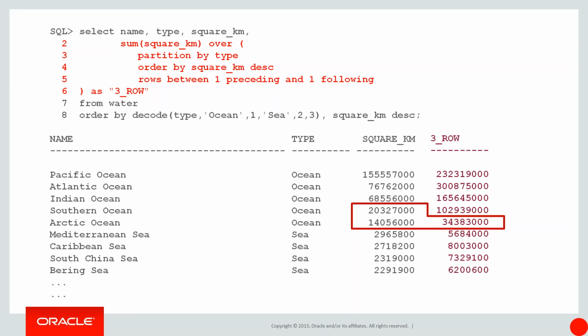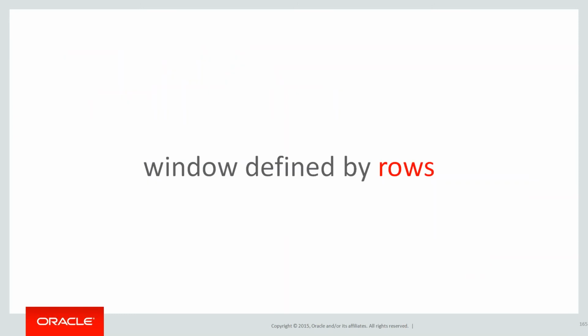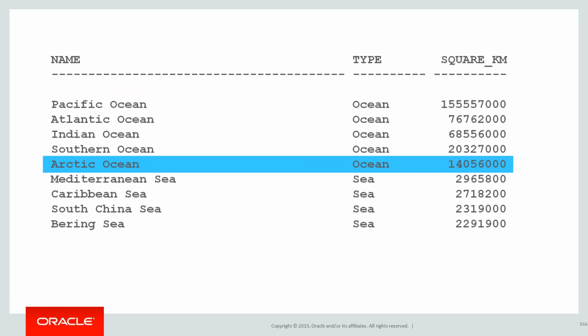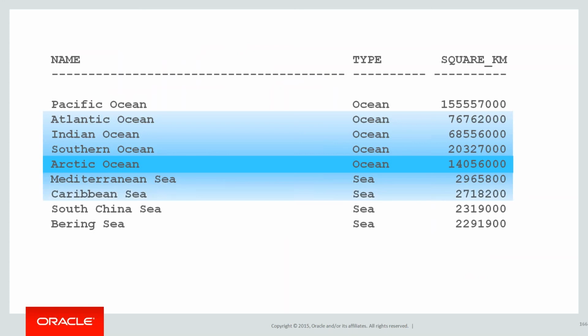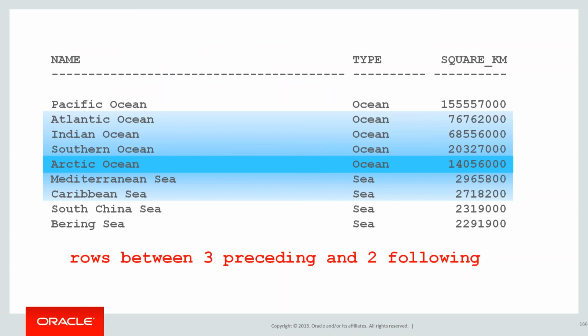So you're going from one row to the next and seeing across a number of other rows. Do we have other options? Can we maybe do things by value? Yes, we can. That's a very good point. The windows you've seen so far are defined by rows. Okay, so for example, I've got the Arctic Ocean. I can look backwards 3 rows, or I can look forwards 2 rows. I don't have to look at an even number of rows either side. I can do whatever I want. The problem is that gives us rows between 3 preceding and 2 following.